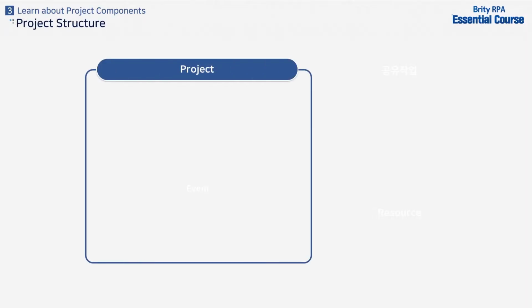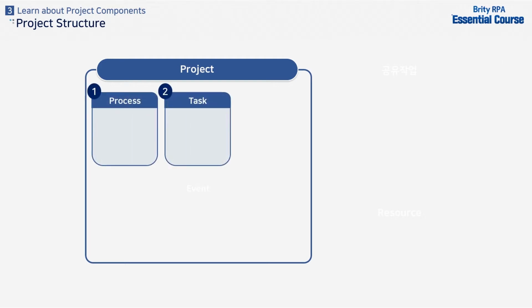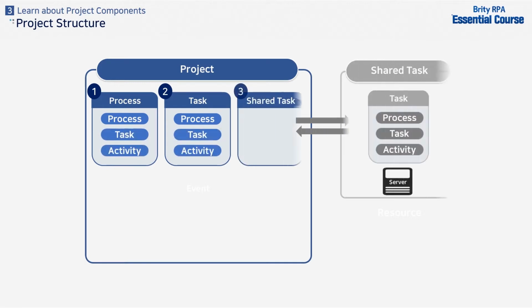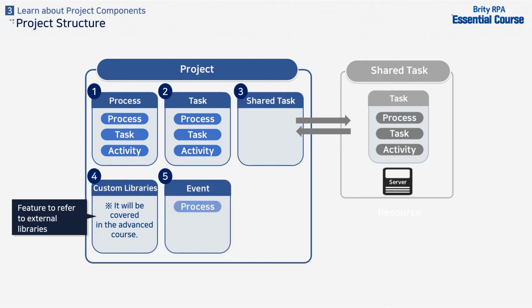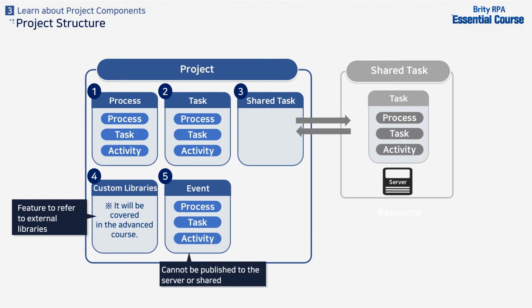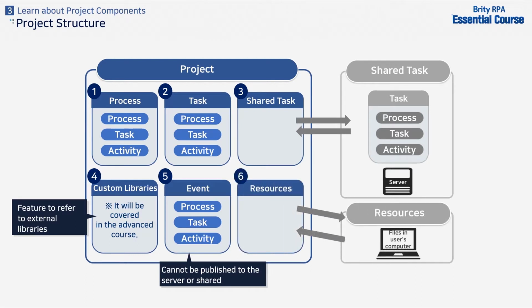Now, shall we look at each component in detail? Both the process and task are composed of processes, tasks, and activities, and the shared task refers to the task published on the server. The custom library refers to the function that can refer to an external library. And for the event, we can compose it with processes, tasks, and activities. But it cannot be published or shared on the server like the task. Finally, the resources refers to the unit of files saved in the user's computer.